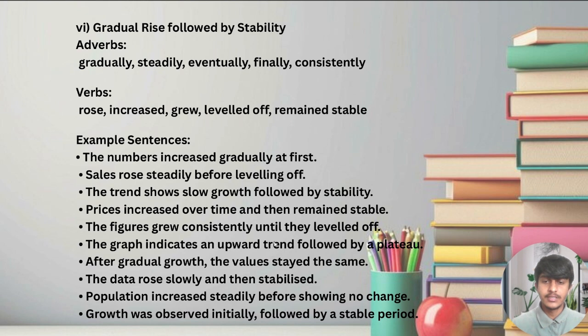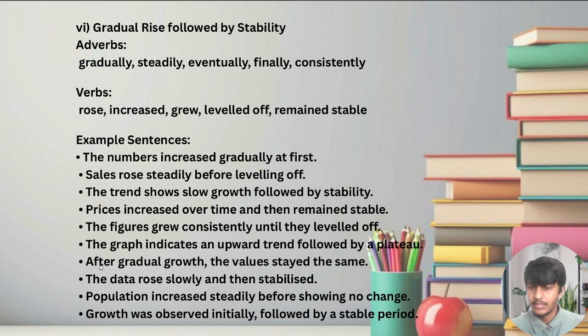The figure grew consistently until it leveled off. This sentence shows controlled growth ending in stability. And the graph indicates an upward trend followed by a plateau. Plateau is a strong academic word for task 1. It is hard for you, but you have to use it in your writing report task 1 because you have to use that type of sentences. You have to learn about that, and you hear new words and you know the new words and different words and synonyms. So number 6, 7, 8, 9.